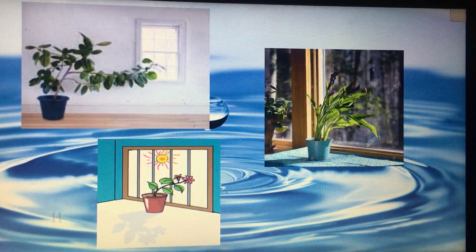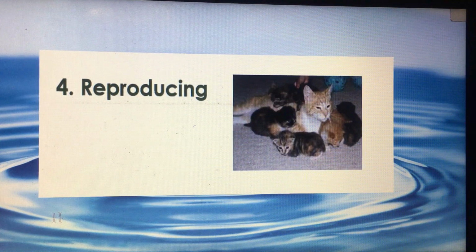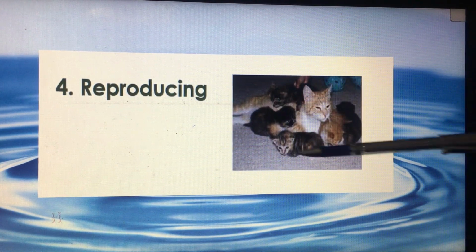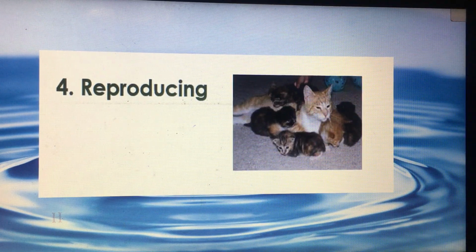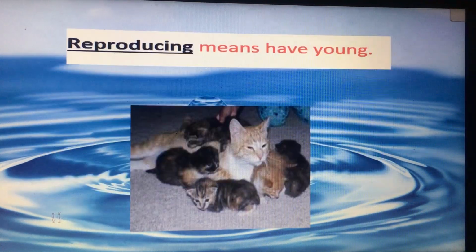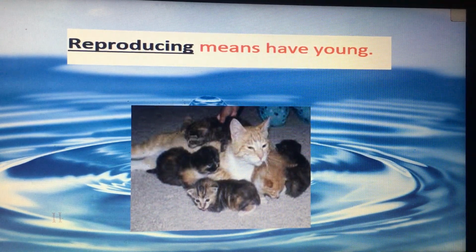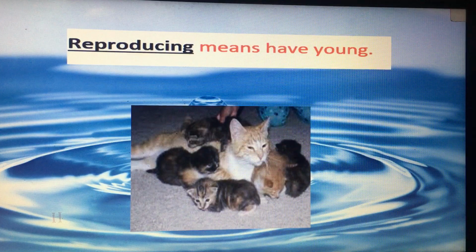Now, life process number 4 is reproducing. So what do we mean by reproducing? What do you think? Okay, if you look at this picture, you will find that there is a cat with its babies. So having young or babies is called reproducing. When you have young, you reproduce. So the 4th life process is reproducing.